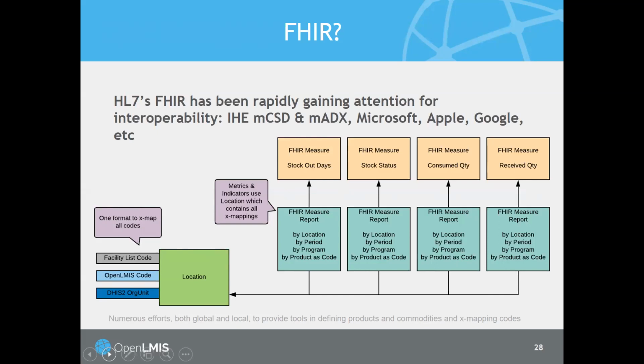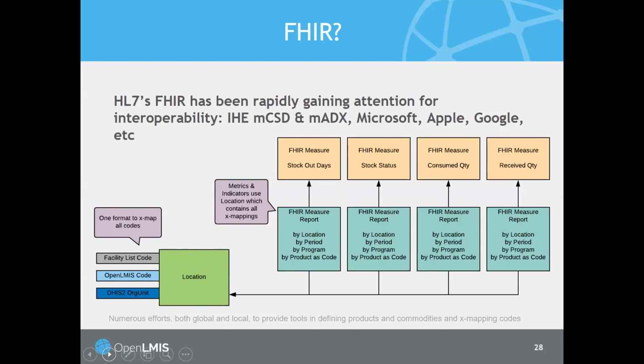So we have the ability to describe all of this data with, let's say, a location. And that fire location is also able to cross-map to different coding systems. If you have a master facility list with a facility list code, that fire location can map to that facility list code. If OpenLMIS has a different code, it can map to that code. And if the DHIS2 organization unit has yet another code, it can map to that code as well. So we have a way to store a mapping for all these different locations within one fire location message.